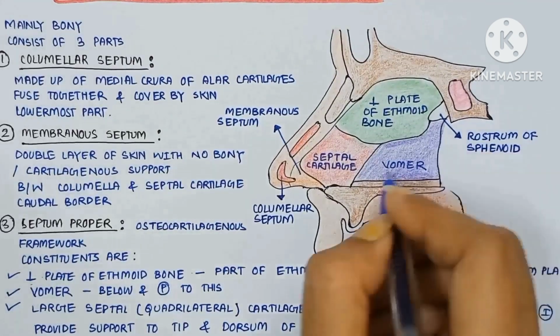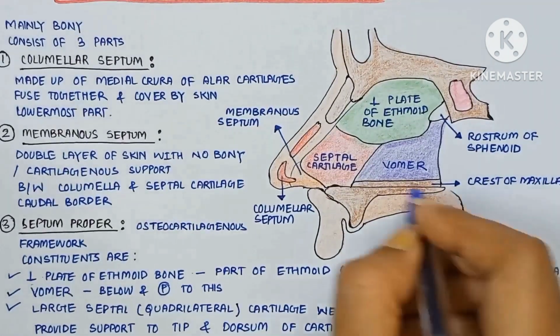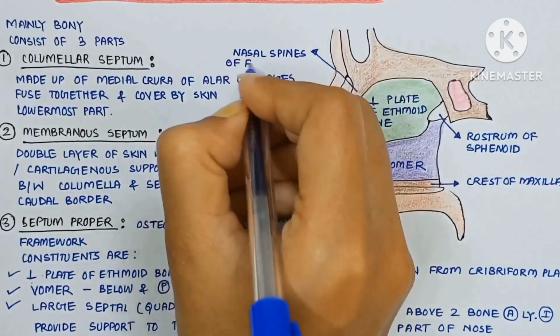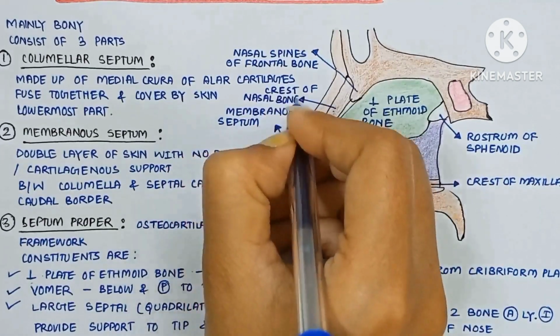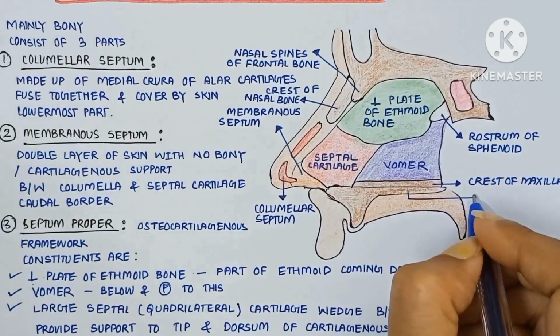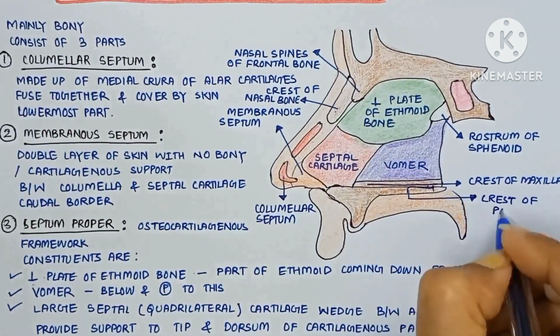This is the rostrum of the sphenoid. This is the crest of the maxilla. This is the nasal spine of the frontal bone. This is the crest of the nasal bone. This is the crest of the palatine bone.